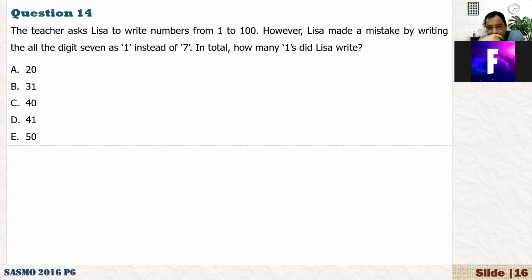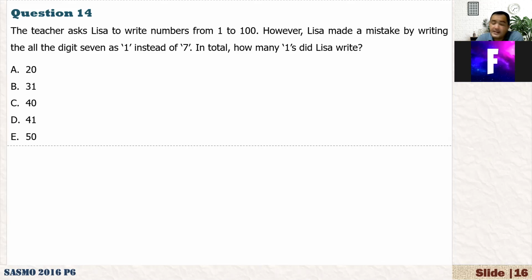Did you understand the question? It says that the teacher asked Lisa to write numbers from 1 to 100. She's writing 1, 2, 3, 4, 5, 6, 7, 8, 9 until 100. And he's saying that, however, Lisa made a mistake by writing all the digits 7 as 1 instead of 7. How many ones did Lisa write?